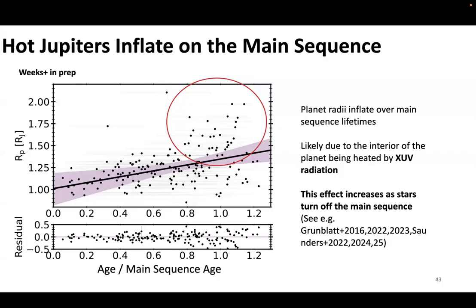And people who are trying to find more of these hot Jupiters around evolved host stars, there's a bunch of papers coming out of this group that are trying to do this, and they do see that most of the hot Jupiters around these types of stars are much more inflated.